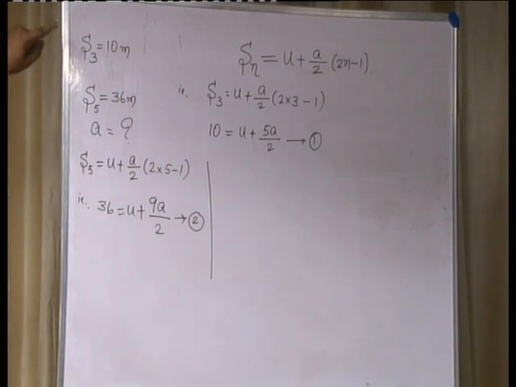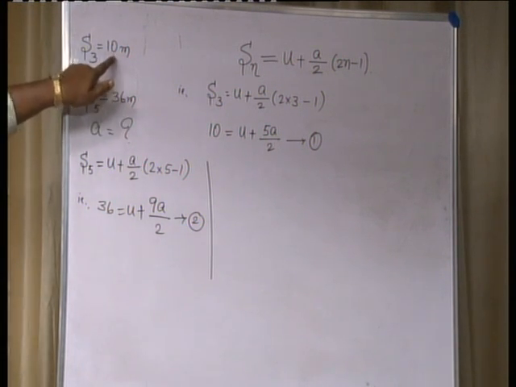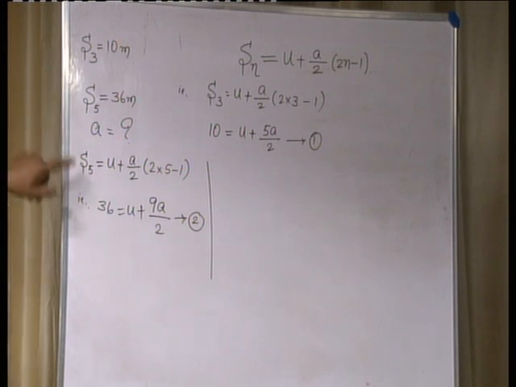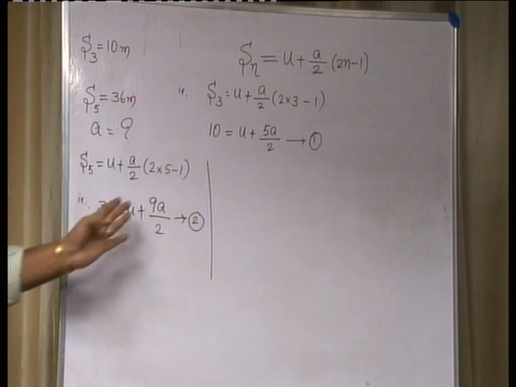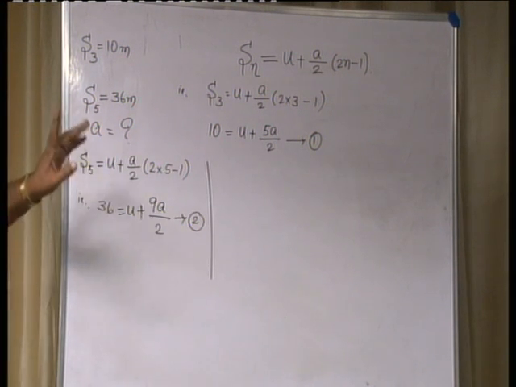Such a body describes 10 meter in its 3rd second and 36 meter in its 5th second. Then what is its acceleration? So, by applying the given data, we have the two equations. Now to get the value of a, subtract one equation from the other.